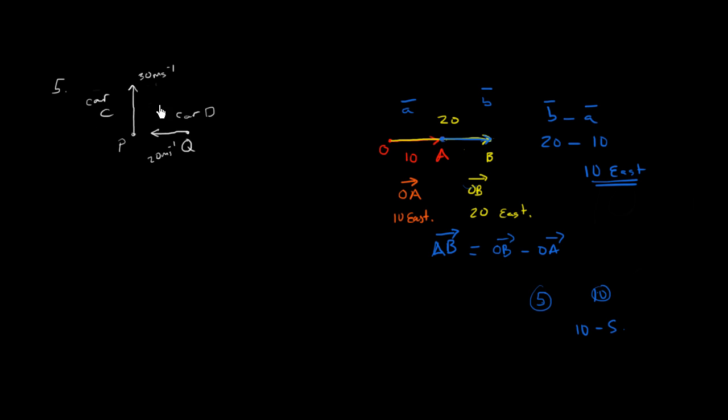So if we want to go from D to C, D is the subtracting vector. Like here we want to go from A to B, and so A was the one that we were subtracting away from B. Here's the same, we want to go from D to C, so the subtracting vector then is going to be the 20 away from the 30. So that means that we start with the 30, that's our 30 that we start with, and now we're going to subtract this one here, 20.